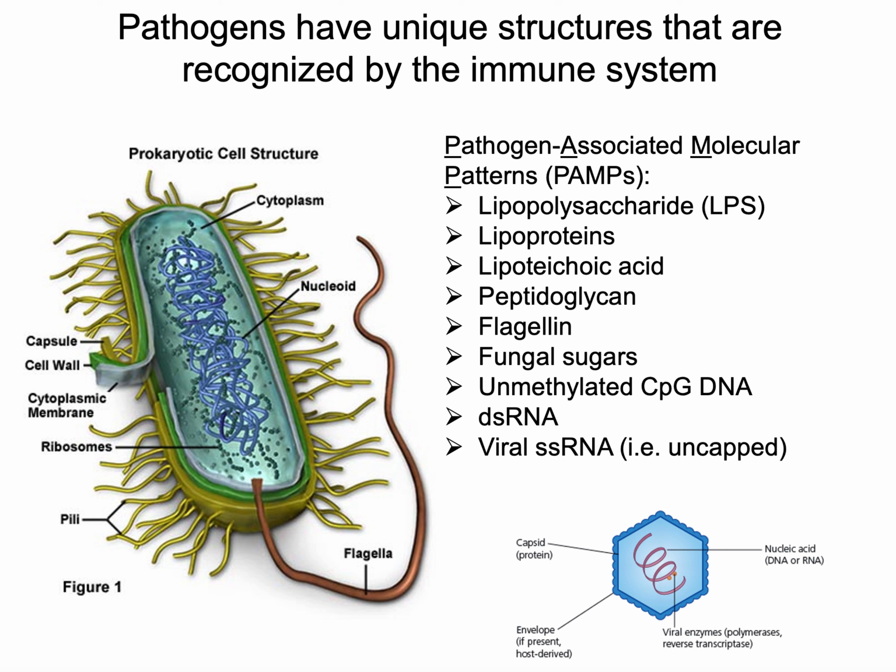This includes molecules such as lipopolysaccharides and other lipomolecules, sugars that comprise the bacterial cell wall, such as peptidoglycan, proteins that form the structure of this tail called flagellin, fungal sugars, unmethylated CpG DNA structures, and in the case of viruses, double-stranded RNAs or single-stranded RNAs that are uncapped, and other strange nucleic acid structures that can occur during viral replication in mammalian cells.